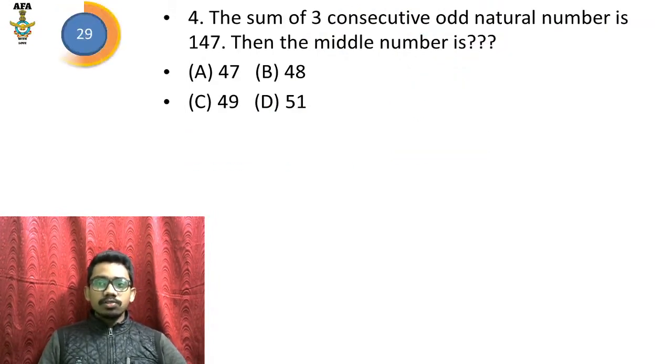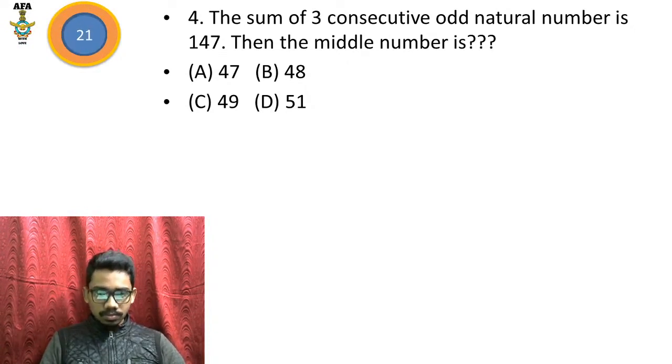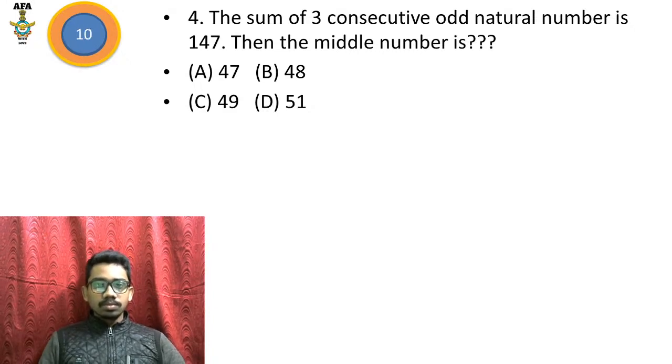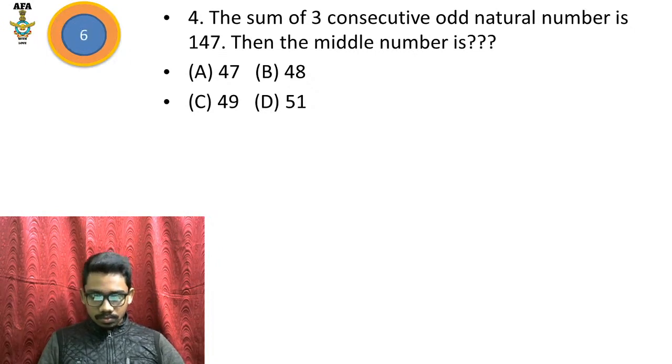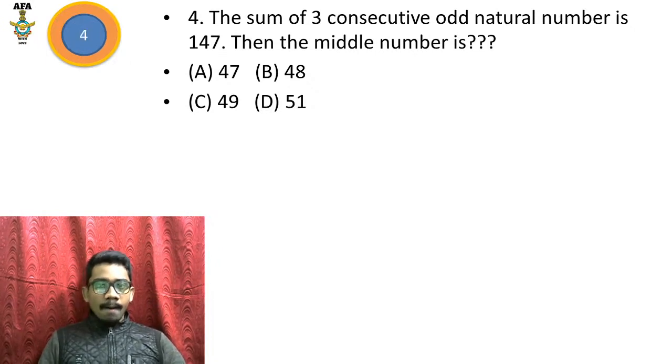The sum of three consecutive odd natural numbers is 147. Then the middle number is how much? Try to solve this question. Excuse me, guys. Try to solve this question.